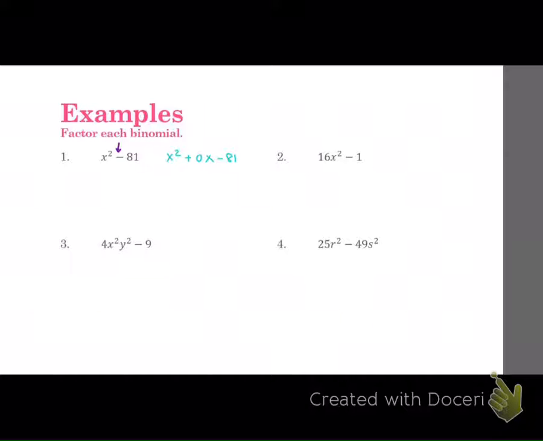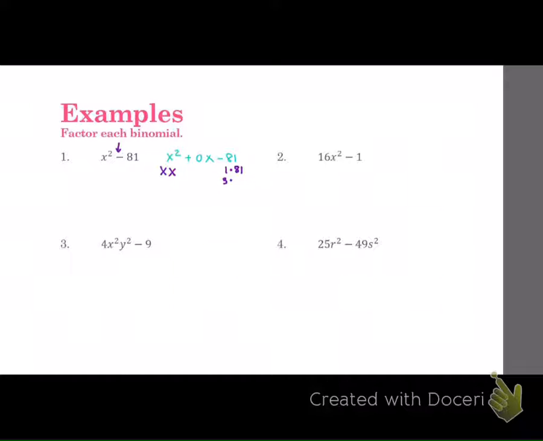So the factors for x squared are x times x. The factors for 81 are 1 and 81. Where does the 0 come from? I put it there because there's no bx term. I'm trying just to show you something. We'll do that without it in a little bit, but I want to show you some things first.